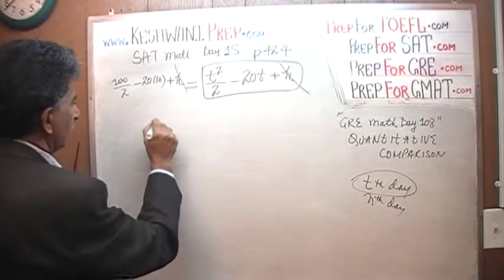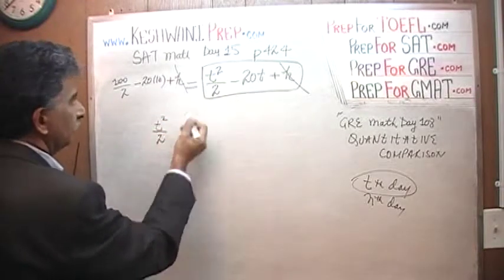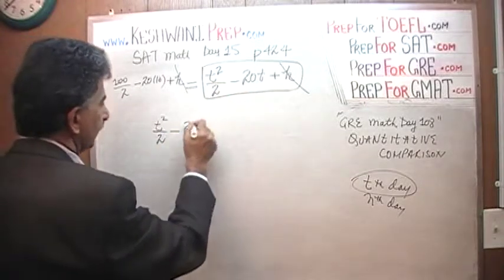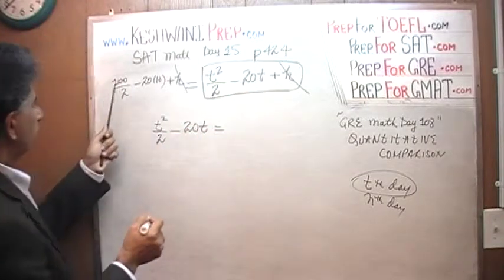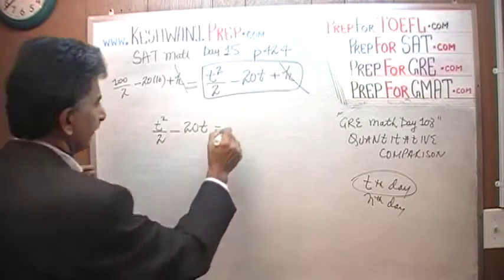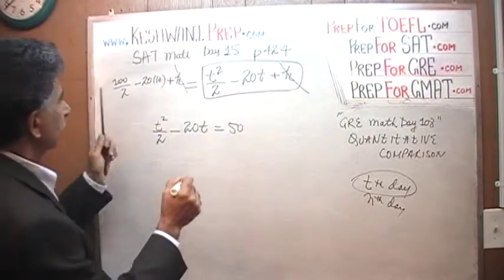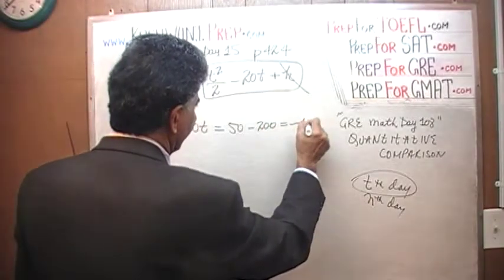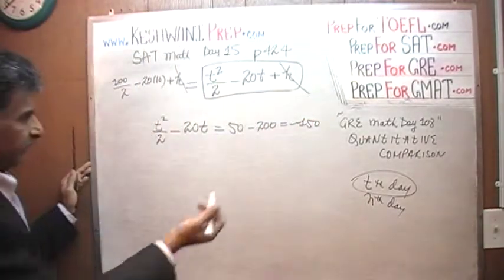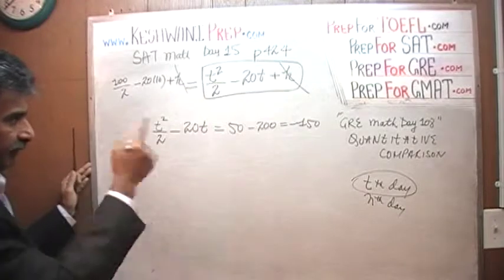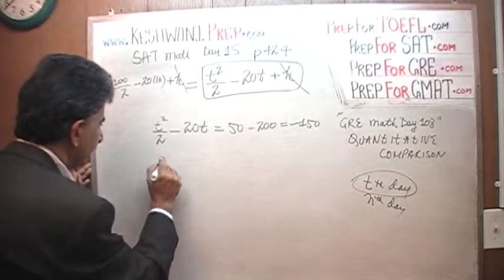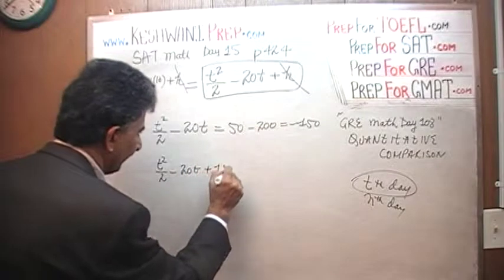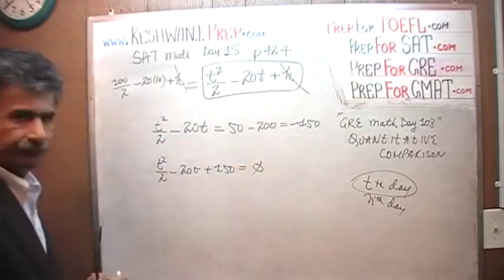So this is t squared, sorry, t squared over 2 minus 20t equals t times 100 over 2, which is 50, minus 200, which of course is the same as negative 150. Let's bring the negative 150 to this side by adding 150 to both sides, and what we end up with is t squared over 2 minus 20t plus 150 equals 0.